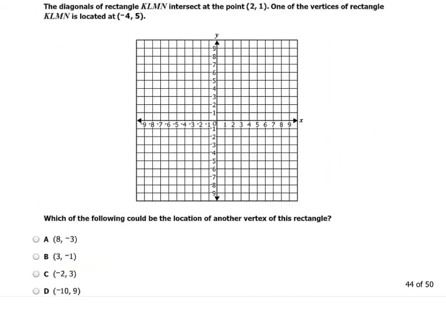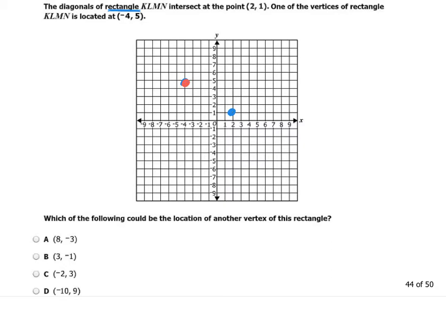So for this particular problem, they're trying to see if you know your properties for a rectangle. So it says that the rectangle is called KLMN, and it intersects at 2, 1. So we're going to go over to 2, 1, and we're going to put a dot here at 2, 1. It says one of the vertices of the rectangle is located at -4 and 5. -4 and 5. So that's right here. That's one vertex. And so what we know is that the diagonals of a rectangle are the same.